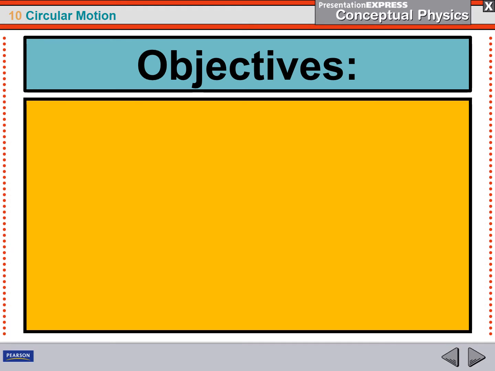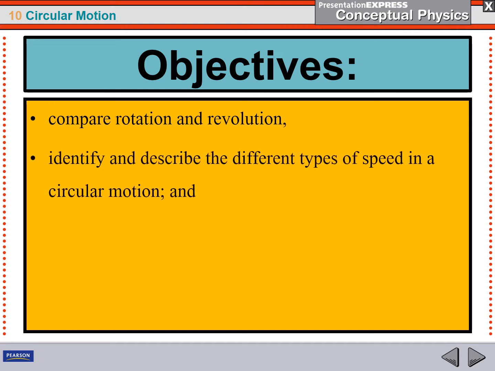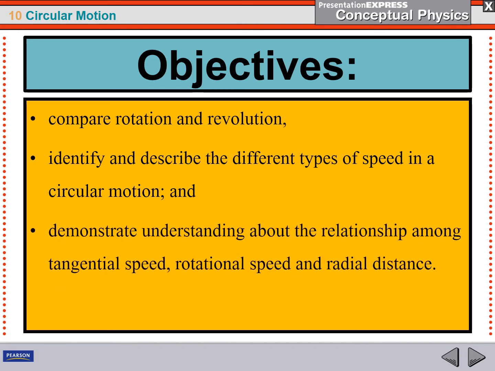Our main objectives for today are to first compare rotation and revolution, identify and describe the different types of speed in a circular motion, and demonstrate understanding about the relationships among tangential speed, rotational speed, and radial distance.